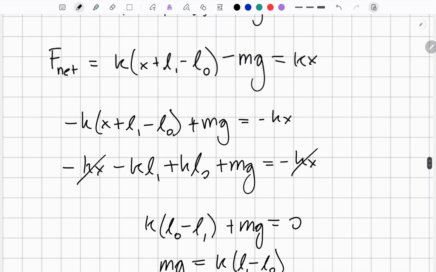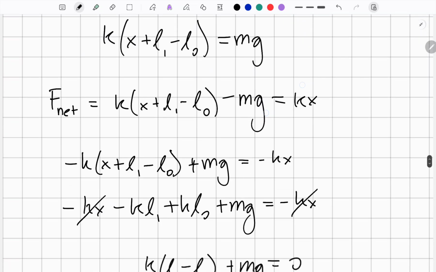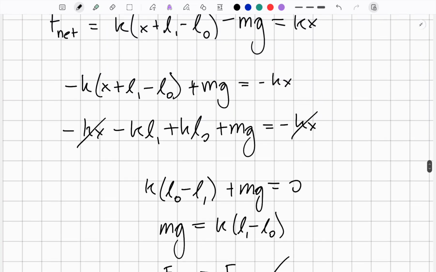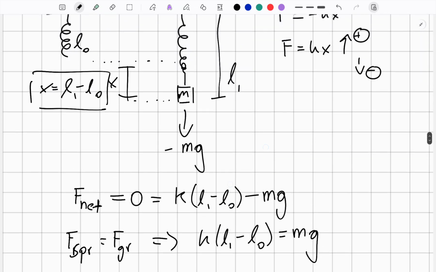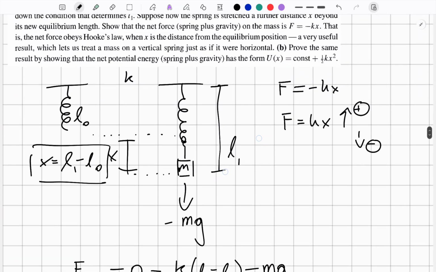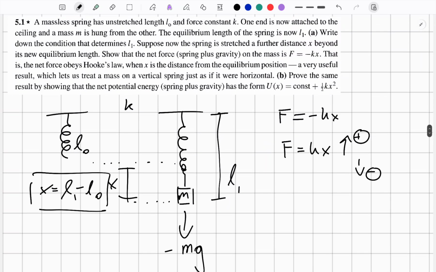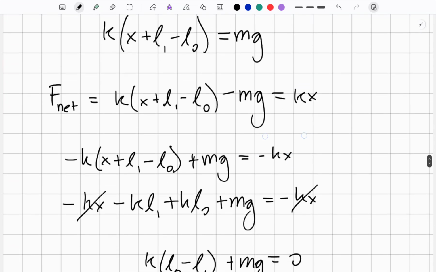So we've gone ahead and shown that for this statement to be true, the force of gravity must be canceled out by the force of the spring to lie in an equilibrium position. So we want to prove the same result by showing that the net potential energy, the spring potential energy plus gravity's potential energy, has the form of U of x, a function of x, with a constant plus 1/2 kx squared.